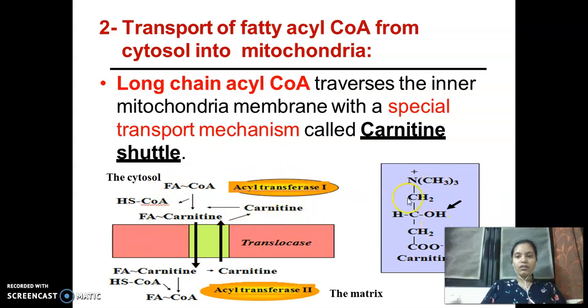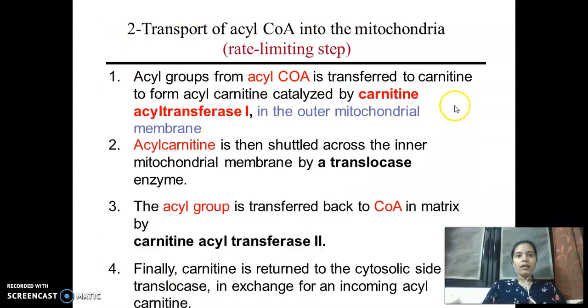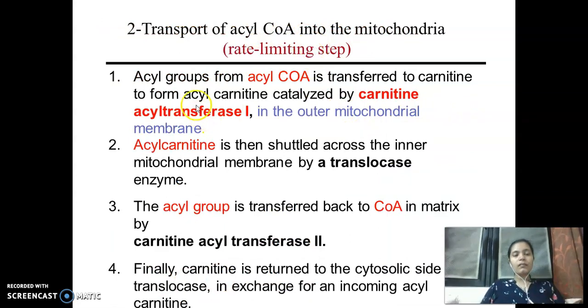So this is the structure of carnitine, and the enzyme involved is acyltransferase 1, and the acyltransferase 2 brings back the carnitine to the cytosol to carry out further oxidation. So this is the rate limiting step. So the acyl group from acyl coenzyme A is transferred to carnitine to form acyl carnitine, which is catalyzed by carnitine acyltransferase 1 in the outer mitochondrial membrane.